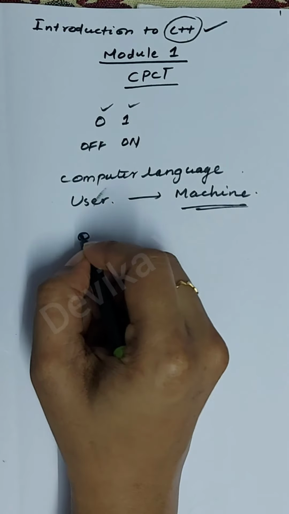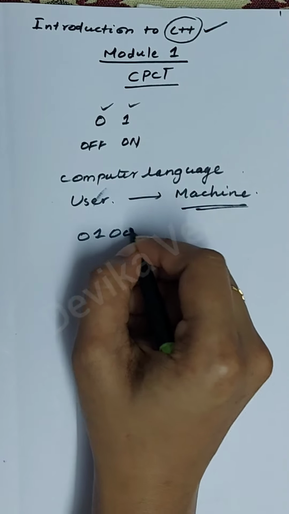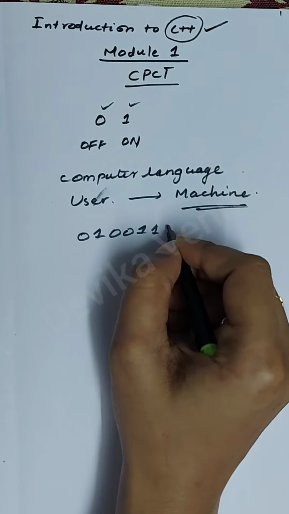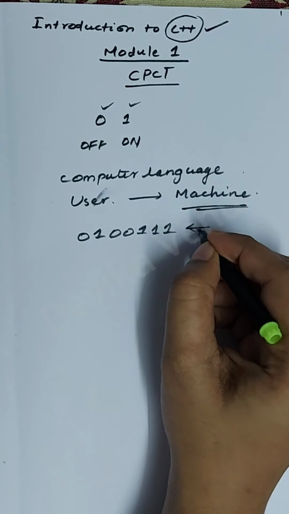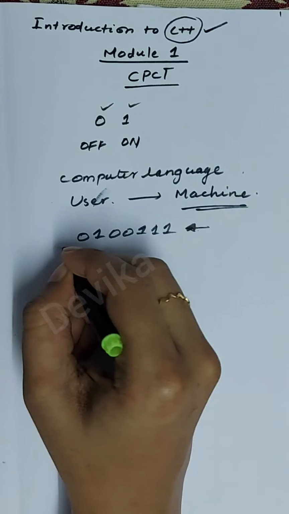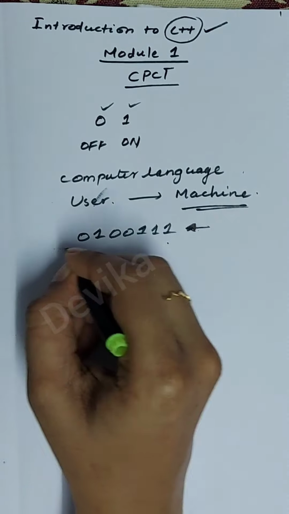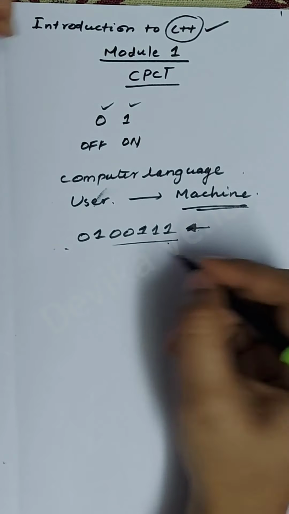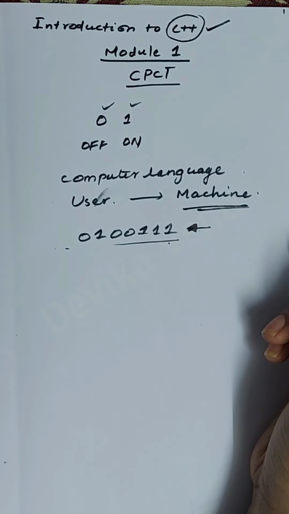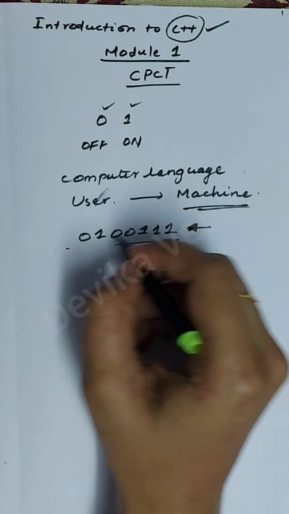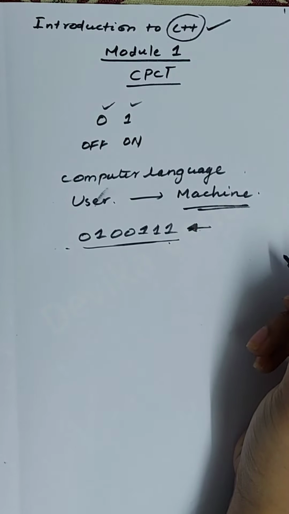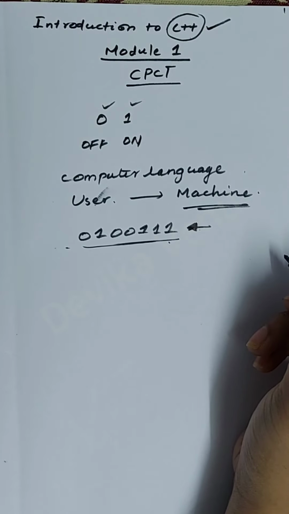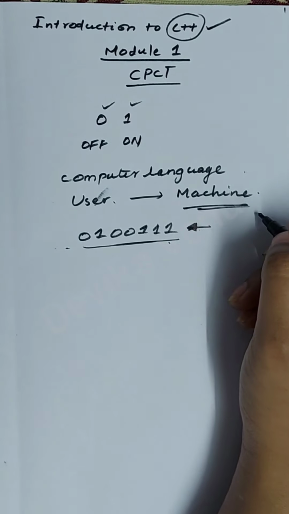If I write something like 0 1 0 0 1 1, I don't know what this means. The machine understands what this is, but I don't know what it means. It doesn't work like that, isn't it? The machine should execute what I wish, what my work is.